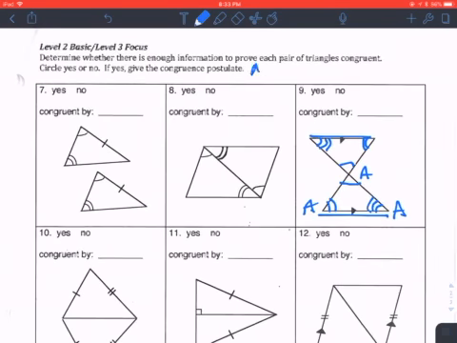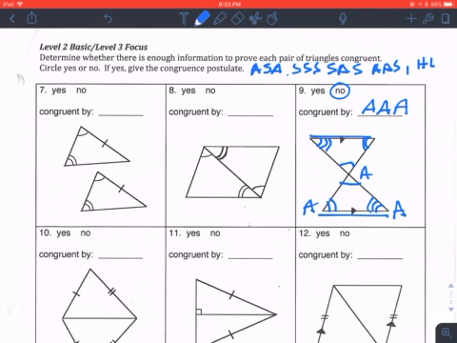Well, what did we have? We had side, side, side, we had side, angle, side, and we have angle, angle, side. We also have hypotenuse, leg. So is angle, angle, angle one of them? No. And that's because it was angle, angle, angle. Okay, you still want to give a reason. By the way, those two triangles are similar, but they are not congruent. Because that's what we did last unit, is when the angles were congruent, we knew that they were proportional, but they're not congruent.